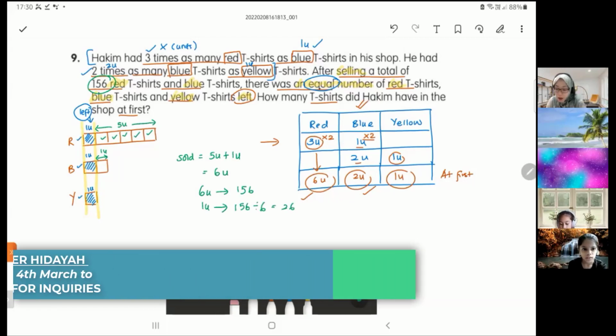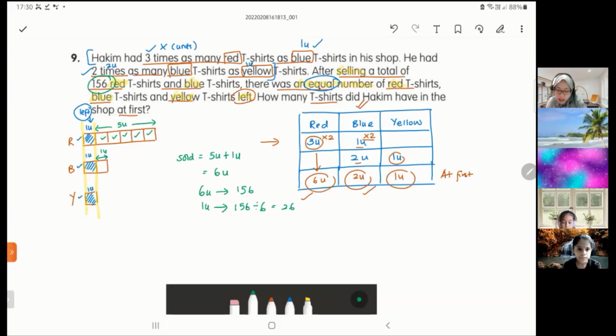Now, how many t-shirts did Hakim have in the shop at first? Now, at first means everything. So, at first, let's look at red. Red, how many total units? 1, 2, 3, 4, 5, 6. 6 units. Blue is 1, 2: 2 units. Yellow is 1 unit. So you plus, you're going to get 9 units.